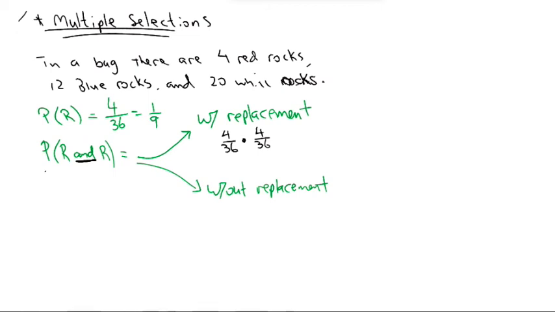So it's 4 out of 36, you put the red rock back, it becomes 4 out of 36. How do you multiply fractions? Straight across. So the top is 4 times 4, the bottom is 36 times 36. I highly suggest you don't type that in your calculator. The best way to do it is literally 4 divided by 36 times 4 divided by 36. Equals.